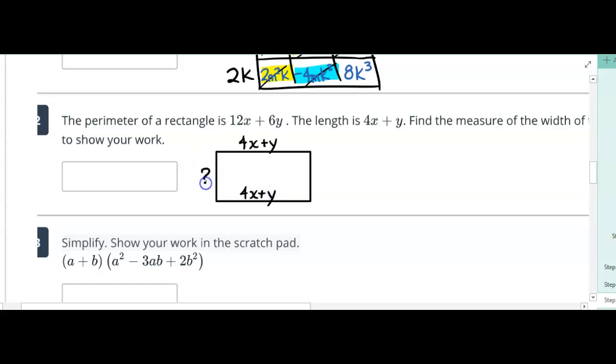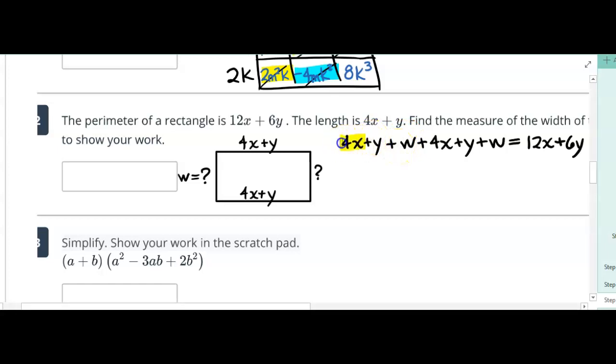We don't know the width, but we know all the way around if we add it up, 4x plus y plus the width plus 4x plus y plus the other width, we would get the perimeter of 12x plus 6y. I'm literally just starting here and moving all the way around the rectangle, adding up all four sides. I'm calling the question mark W because we're in algebra and we like to use variables.